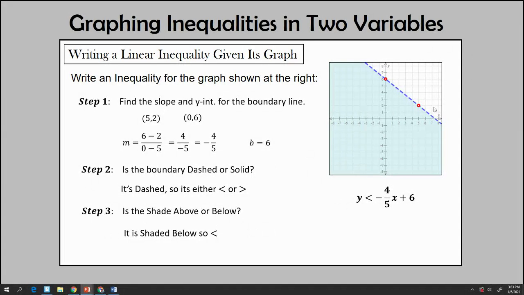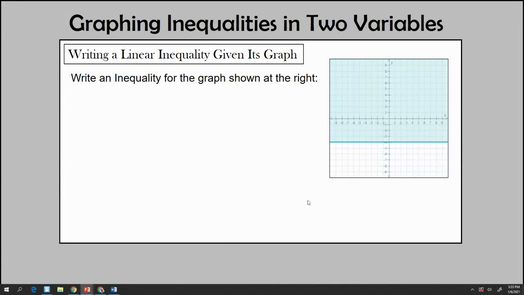Okay, pretty straightforward there. All right, last one. It's one like we kind of introduced today. So you can see that I have a horizontal boundary line. Okay, so now I don't really have to find the slope and the y-intercept because I know how to write an equation for a horizontal boundary line. It's going to be y equals negative 4. That line right there is y equals negative 4. Okay, so I know that's what it's going to look like.